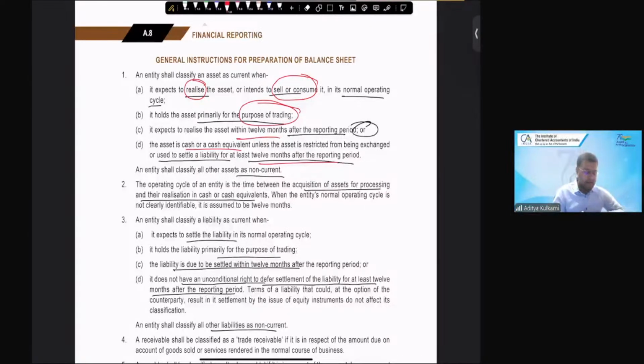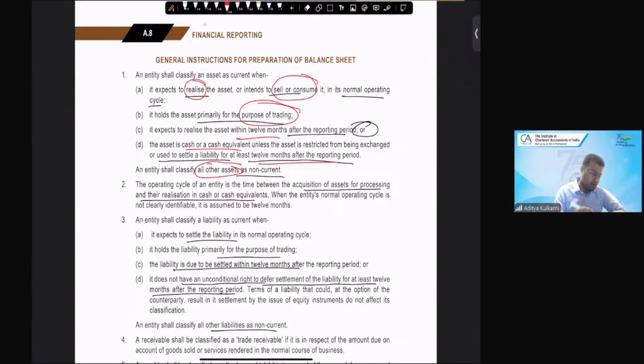An entity shall classify all other assets as non-current. So either you follow a working capital cycle based approach for categorization as current or non-current, or you treat 12 months as the horizon, and anything you expect to realize after 12 months sits under non-current. Are we able to understand? Yes, sir.